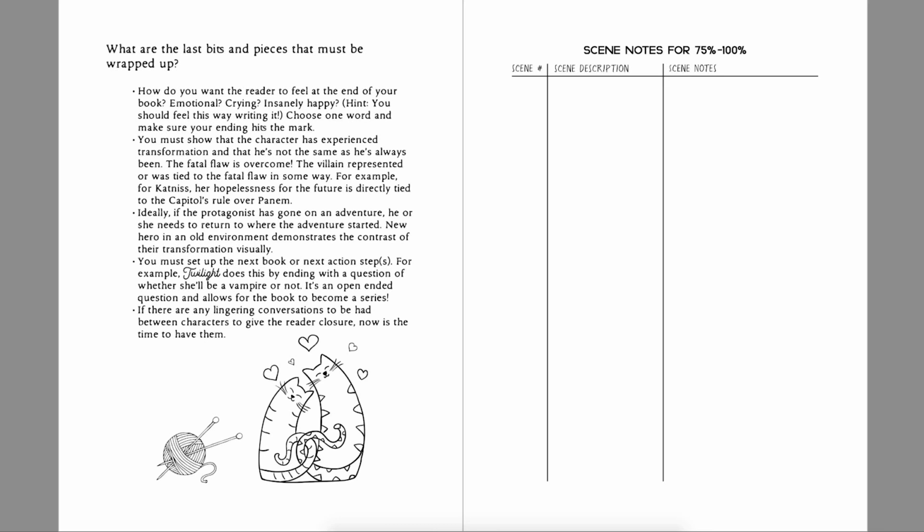So then this is the last bits and pieces. How do you want the reader to feel at the end? You have to show the character has experienced a transformation. So, in The Hunger Games, Katniss really truly understands that the game makers are the villains. She understands it perfectly now.